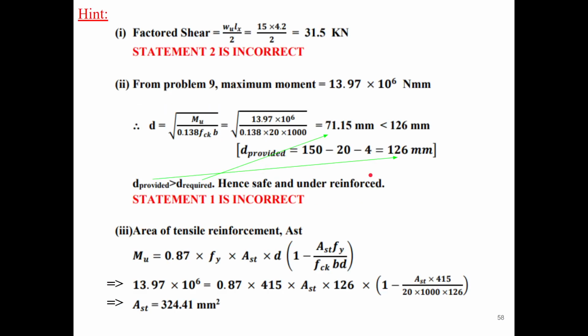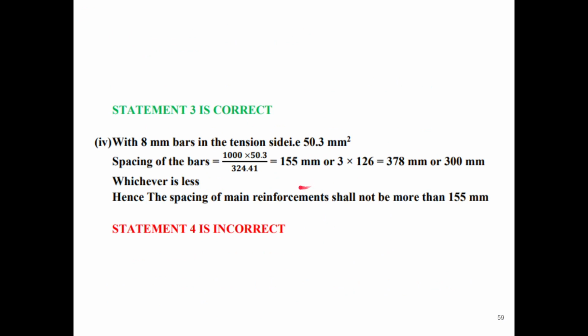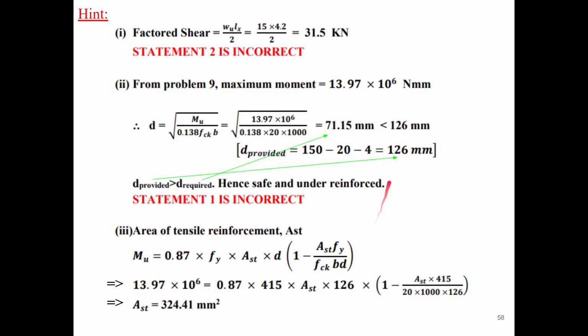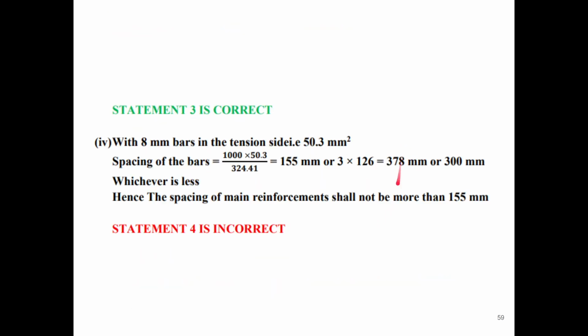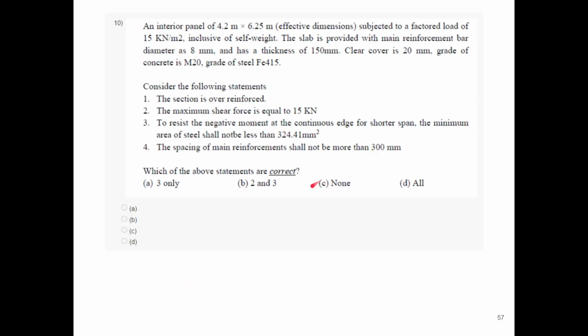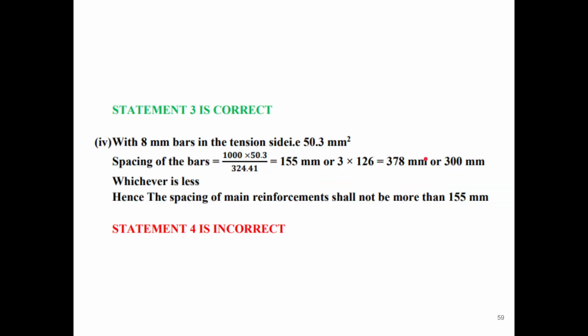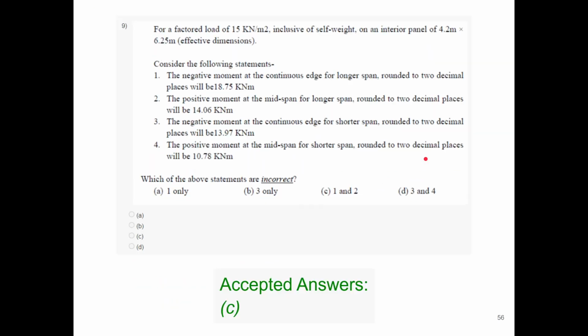So spacing will be the minimum of 155, 3 into effective depth, and 300. 3 times effective depth is 3 into 126, that is 378. So it should be minimum of 155, 378 and 300, which is 155. Hence the spacing of main reinforcements shall not be more than 155, but here it is given as not more than 300, so this is wrong. So the fourth option is also incorrect as we predicted.